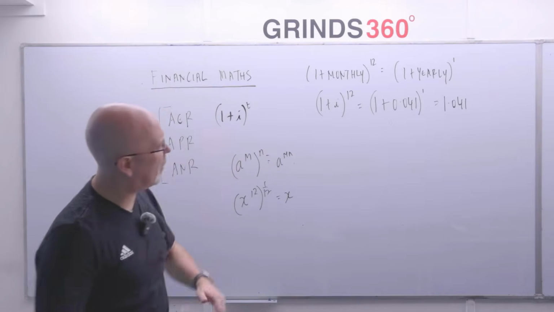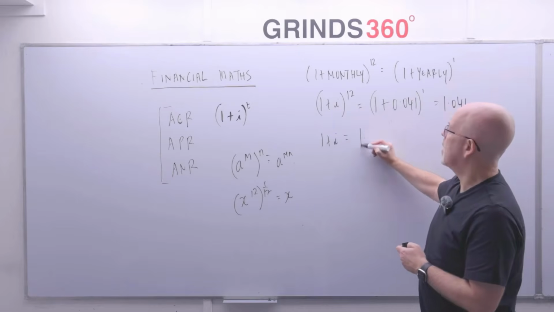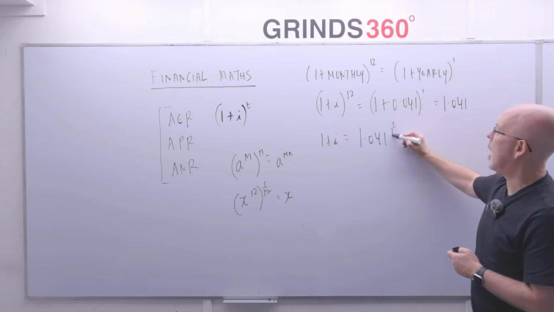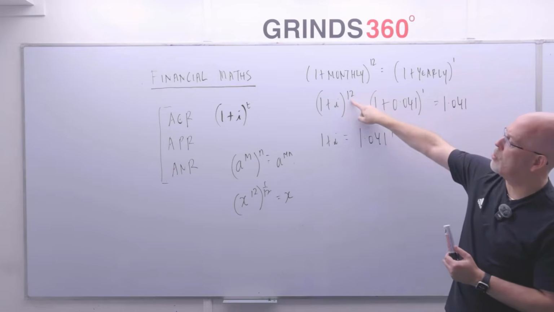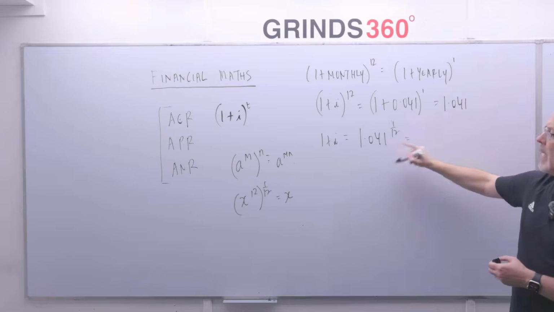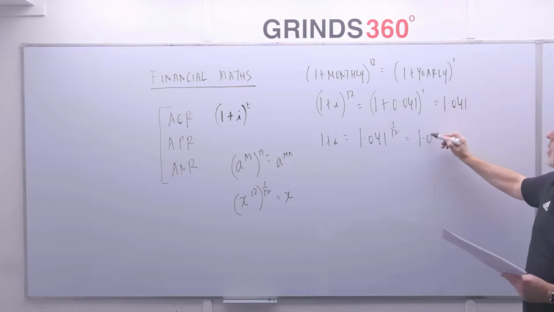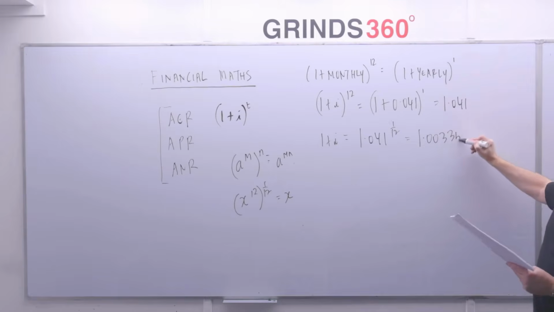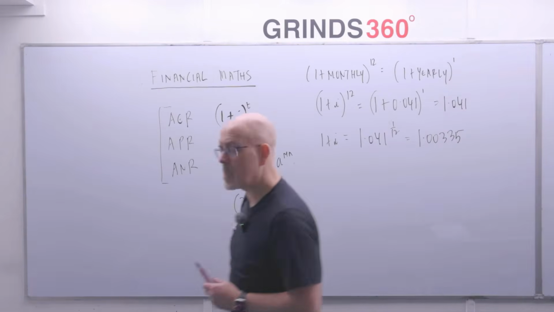Okay, so to remove the power of 12, I'll go with power of 1/12 on both sides. So let's get 1 plus i is equal to 1.041 to the power of 1/12. Right? So I know that going to the power of 1/12 on this side will remove that. I just go with power of 1/12 on this side here. And if you pop that number into your calculator, okay, I get 1.00335. Now I'll show you why I'm taking so many decimal places now. Right? So that's 1 plus i.